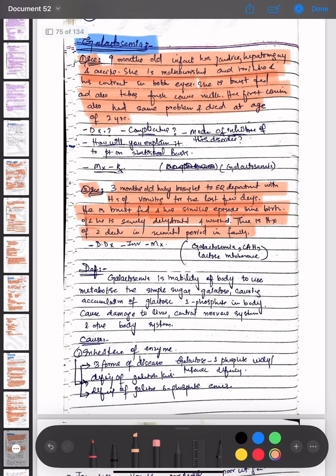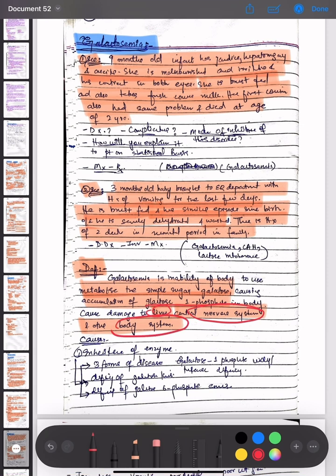So what happened? Galactosemia is the inability of the body to use or metabolize the simple sugar galactose, causing accumulation of galactose 1 phosphate in the body, which causes damage to the liver, the central nervous system, and other body systems. So what is galactosemia? It is a disorder in which the body is unable to metabolize the simple sugar. As a result, galactose 1 phosphate accumulates in the body, which causes damage to the liver, the central nervous system, and other body parts.